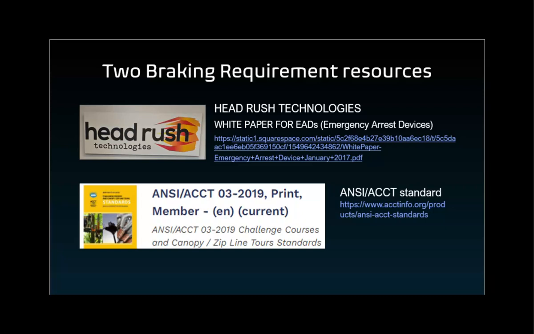Headrush Technologies put out a white paper in 2017 that defined an EAD, or emergency arrest device. Pause to capture their link. Also, ANSI ACCT, or the Association for Challenge Course Technology, has published a standard that says in excess of 6 miles per hour, you need an emergency arrest device or an emergency brake.